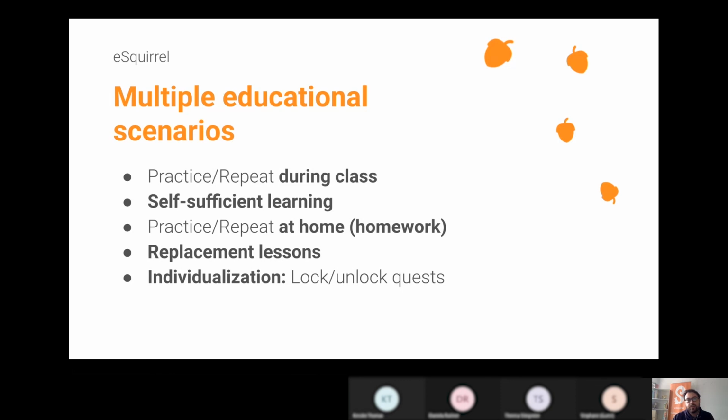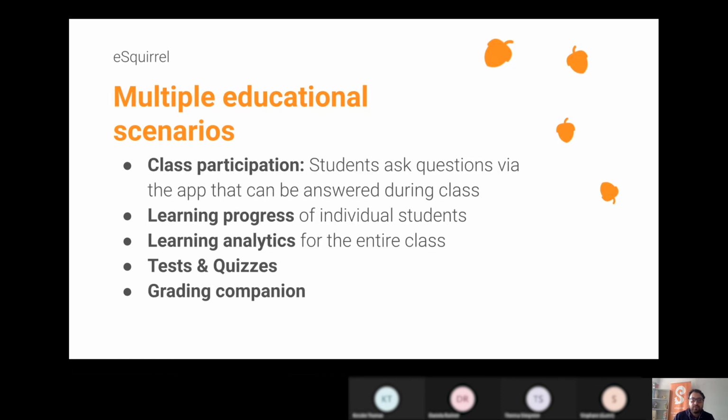You can exclude a quest that you don't want to make for the students to take yet. eSquirrel is a nice tool for class participation. So, as I already mentioned, students can ask questions via the app that can be answered during the class. It's for tracking the learning progress of individual students, but also for the entire class. It can be used for tests and quizzes.